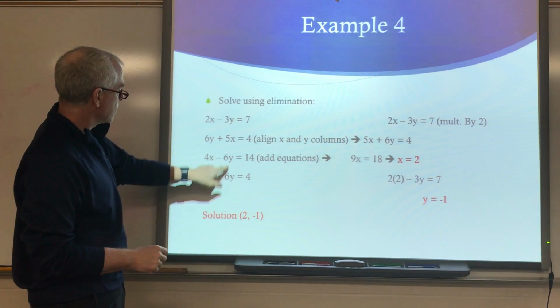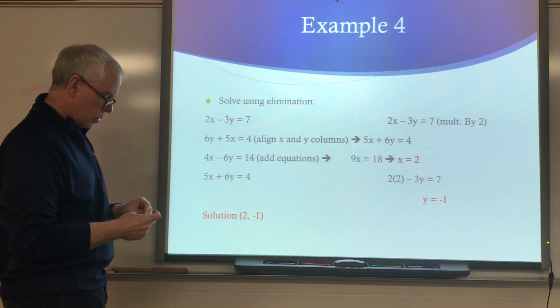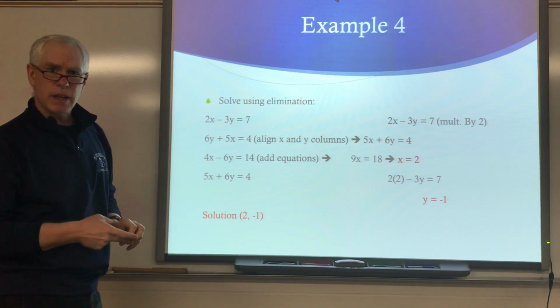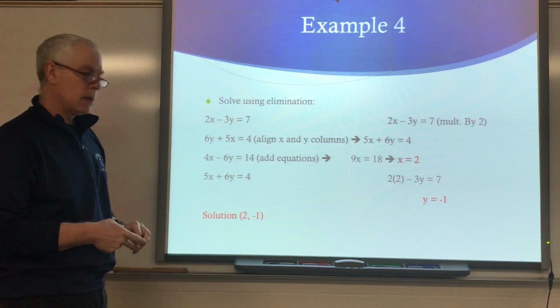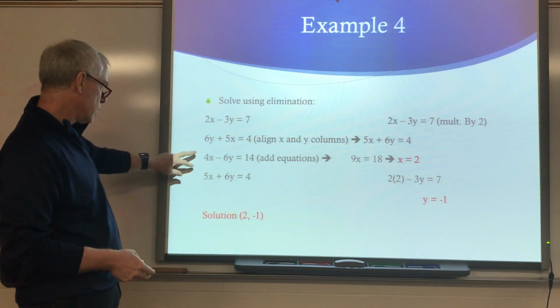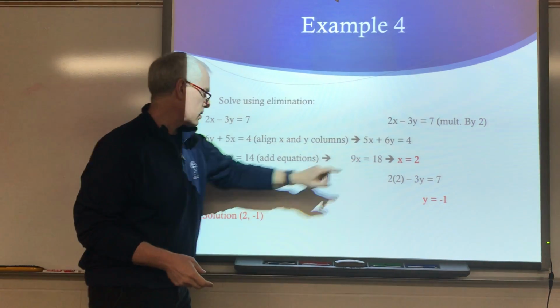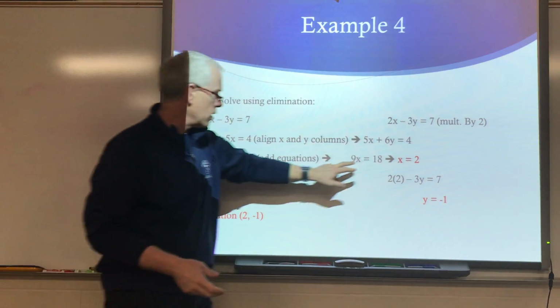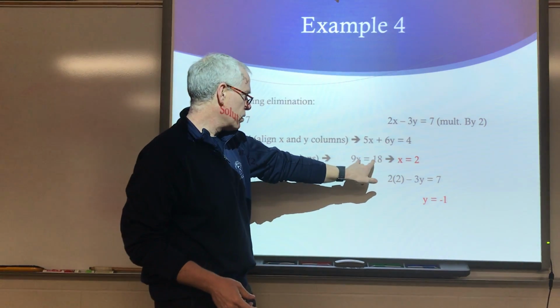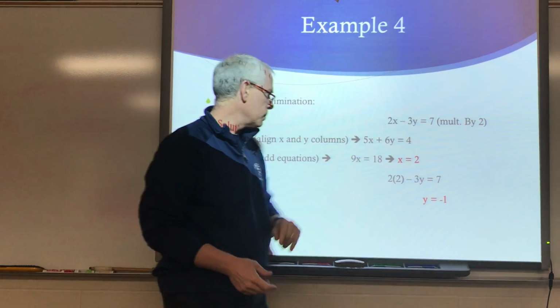Now if you look at those columns, the y values are the same, and so I can either add or subtract the equations. I choose to add because that will eliminate the y's. If I add these two equations together, 4x and 5x is 9x. Negative 6y and 6y is nothing. 14 and 4 is 18. Now all I have to do is divide by 9 to get x equals 2.